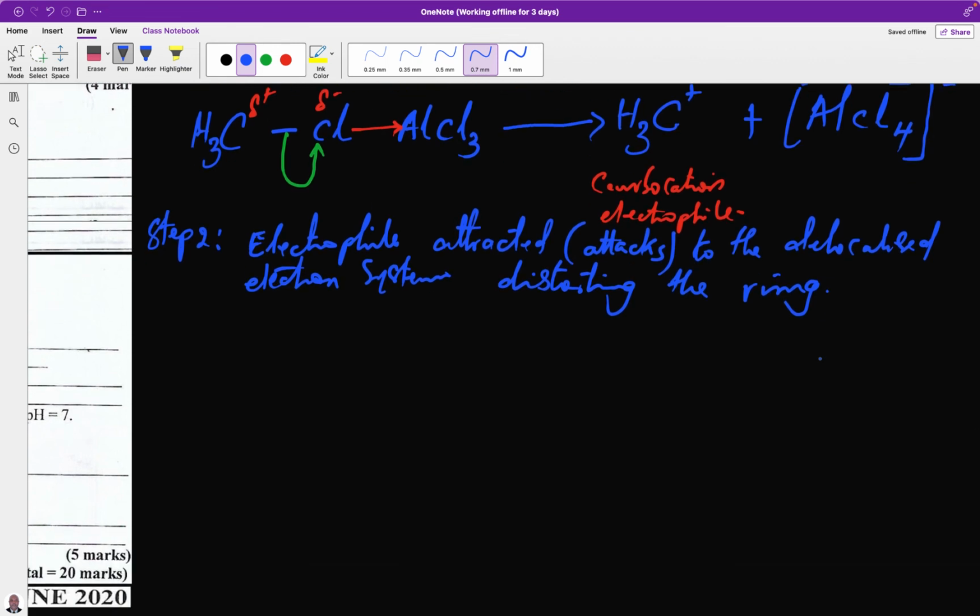And this is what you are going to observe there. This is the electron, and this is the electrophile, the carbocation electrophile. This is the distortion of the ring. The ring has been distorted.